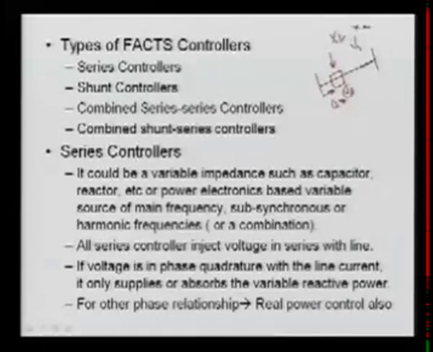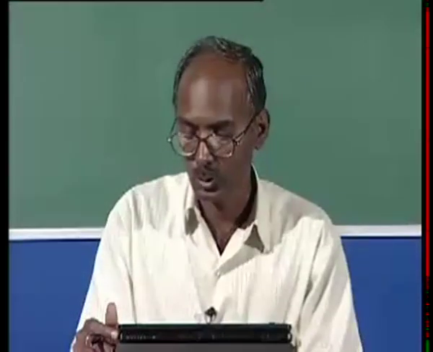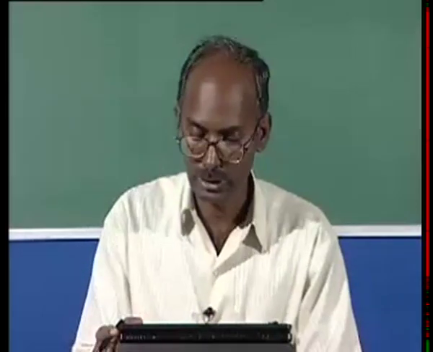If the injected voltage is in phase quadrature with the line current VI, which is flowing here, then it only supplies or absorbs reactive power, and it is working as a variable reactive power source. For other phase relationships, the real power is also controlled, and then it is called a series controller.